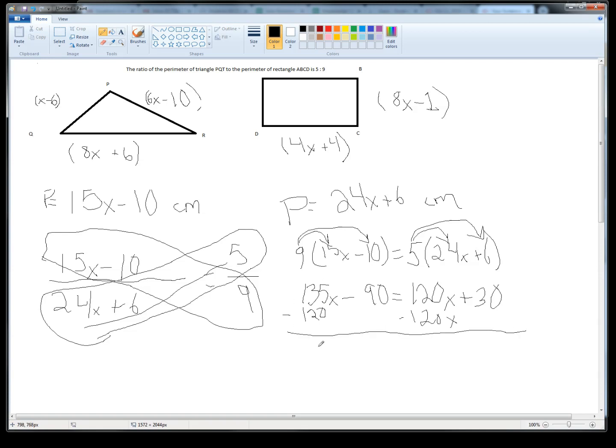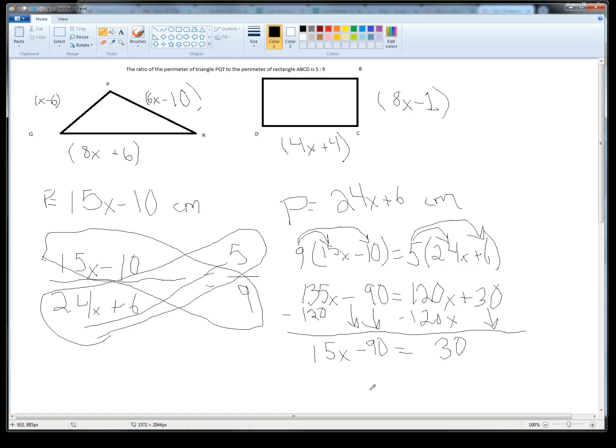And I end up with 15x minus 90 equals, see, I just brought that 90 down. I brought the subtraction symbol down. Now I go over here and I bring down the 30. I don't have to bring down the addition symbol because it just means this is 30, not negative 30.